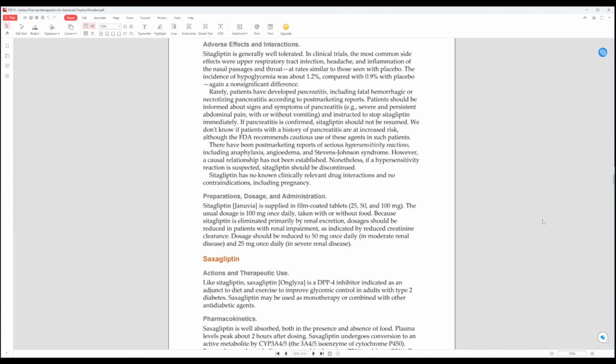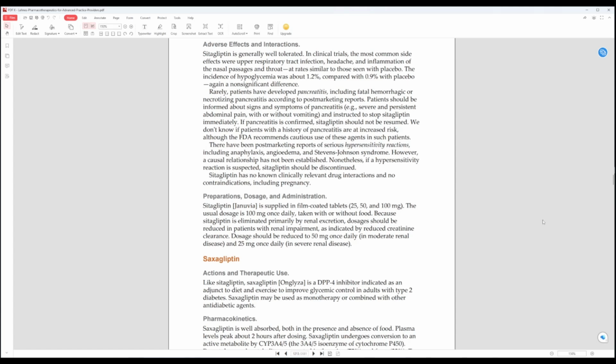Sitagliptin is generally well tolerated. In clinical trials, the most common side effects were upper respiratory infections, headaches, and inflammation of the nasal passage and throat, at rates similar to those seen with placebo. The incidence of hypoglycemia was 1.2% compared with 0.9% with placebo, a non-significant difference. Rarely, patients have developed pancreatitis, including fatal hemorrhagic or necrotizing pancreatitis, according to post-marketing reports.